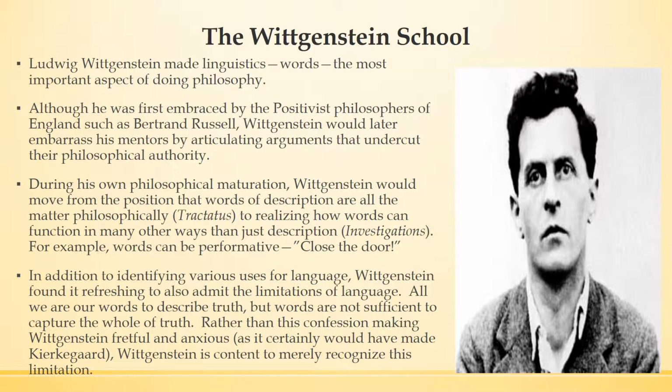Now, rather than identifying this limitation about words as something that would make him fretful and anxious, that he cannot know as much of the truth as perhaps he would like, certainly, I think we see that with Kierkegaard and his struggle with angst. Wittgenstein instead accepted this as a basic limitation of words, and he is content simply to recognize that limitation, and it is again not something that makes him anxious or worrisome.